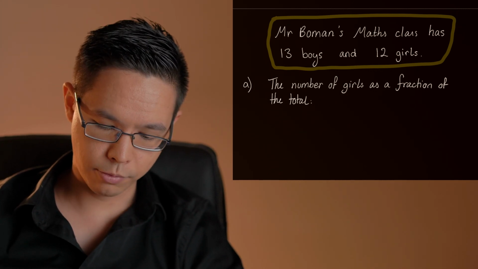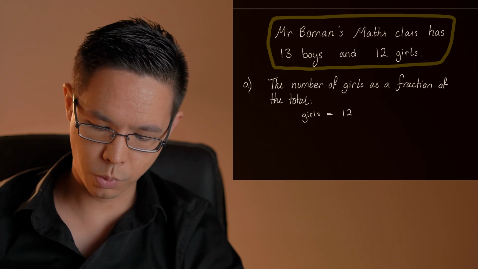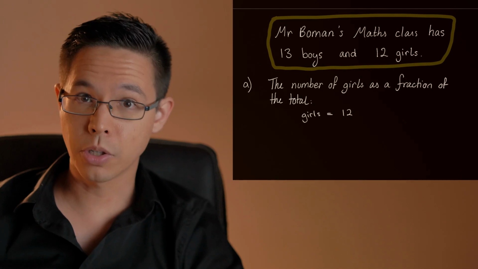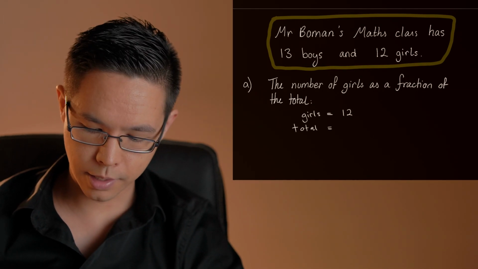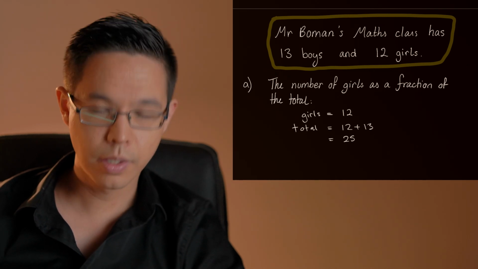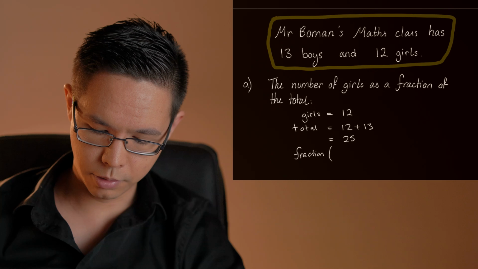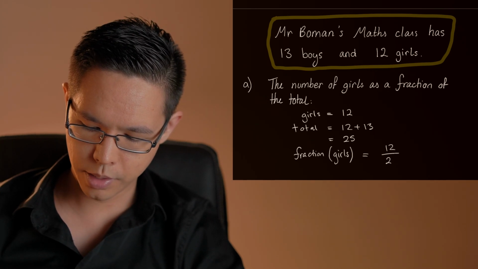So I can first write down the number of girls in the problem is 12. And now I have to calculate the total, so how many students in total. Well, that's going to be the boys and the girls added together, so 12 plus 13, which gives 25. Therefore, the fraction of girls is going to be 12 out of 25.